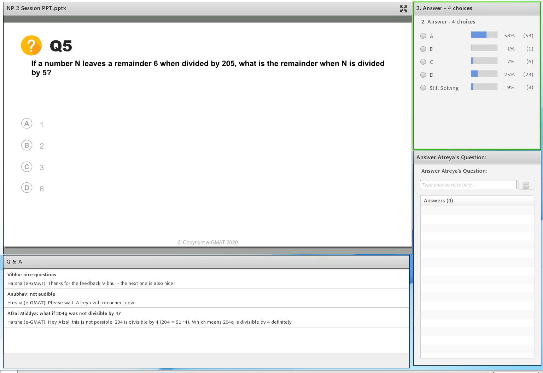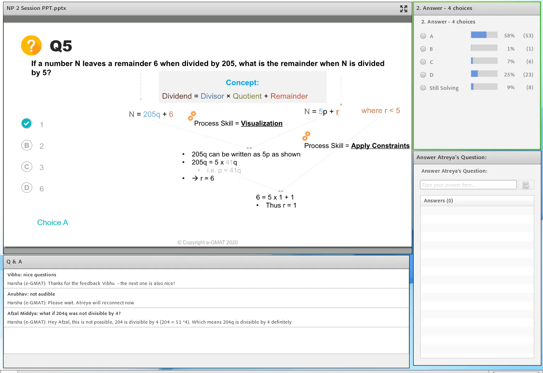Now, 58% of you tell me it's choice A, 25% of you tell me it's choice D, and I completely know the reason why it's choice D, and we are going to talk about that as well. But kudos to the 58% who tell me that the answer for this question is choice A. Now, again, very similar to the last question, we are going to solve it in the same manner. We know that dividend is equal to divisor times quotient plus remainder.